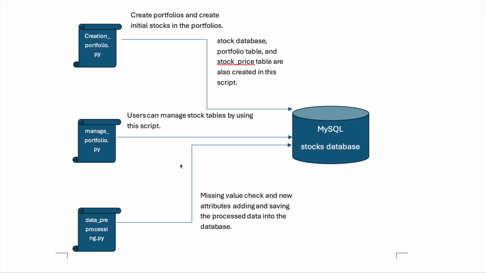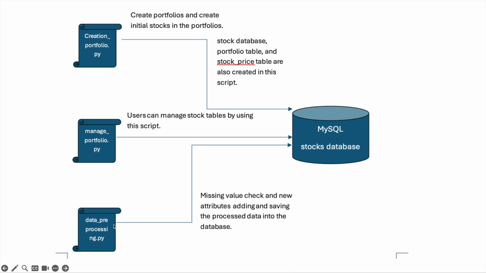So let's move into the diagram. As you can see, the create_portfolio.py script will create portfolios and create initial stocks in the portfolios, and the stock database's portfolio table and stock price table are created in this script. The manage_portfolio.py file will let users manage the stock table, like adding a new stock, removing one, or showing the stock information.